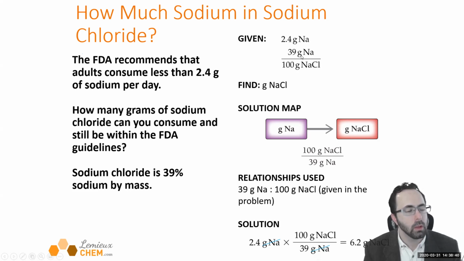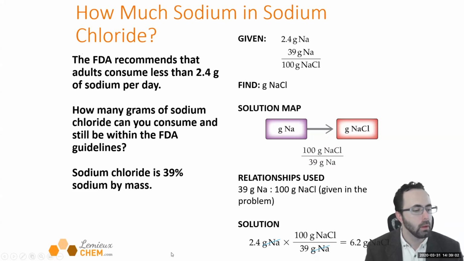but we need to know, for grams sodium, do we want it on the bottom or the top? Well, we want it on the bottom. If it's on the bottom, the grams of sodium will cancel with these grams of sodium, and in the end we'll get grams of sodium chloride. So the grams of sodium cancel here, and we get grams of sodium chloride.